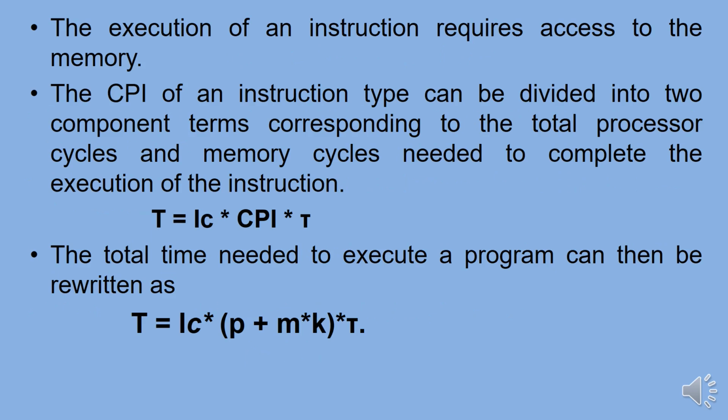We have seen the execution time is given by T = IC × CPI × tau. Now CPI is the instruction cycle, which is equal to processor cycle plus memory cycle. Therefore, it can be written as p + m × k. As a result, the total execution time is changed to T = IC × (p + m × k) × tau.